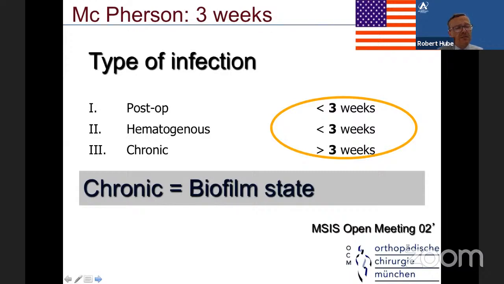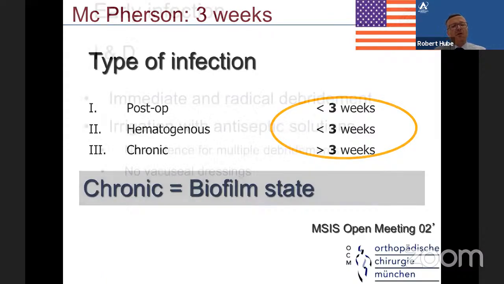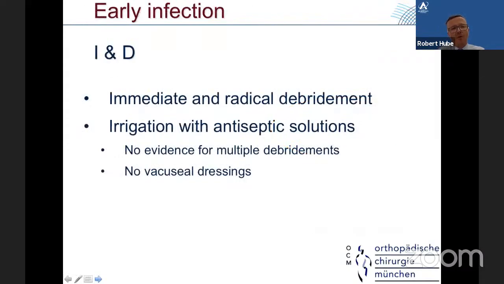But once again, there are publications from the Oxford group. They show moderate to good results even longer than 3 weeks. So always look at what somebody else does. If you're not 110% sure, look if you can improve your situation in your department, your clinic. So be open-minded. So early infection, today I would say it's more or less the same.